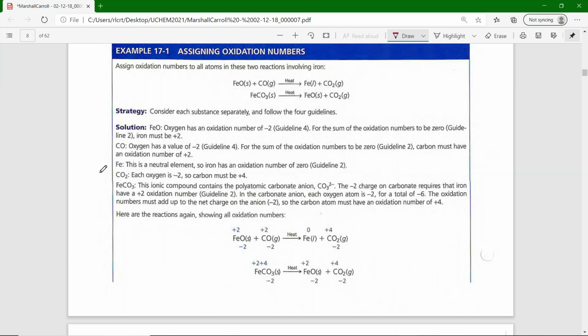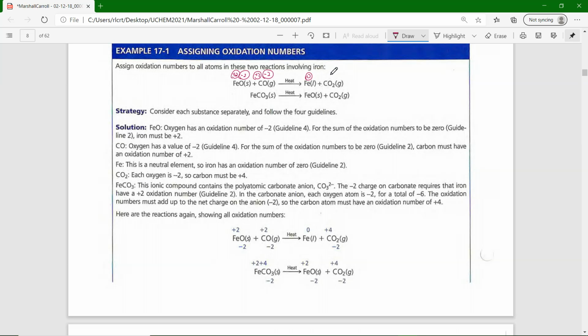Assign oxidation numbers to all the atoms in these two reactions involving iron. So the first one for practice, iron has to be +2 because oxygen is -2. Carbon monoxide, oxygen is -2, carbon's +2. Some books don't put the little circle above it, like ours doesn't, but others do. I like to.